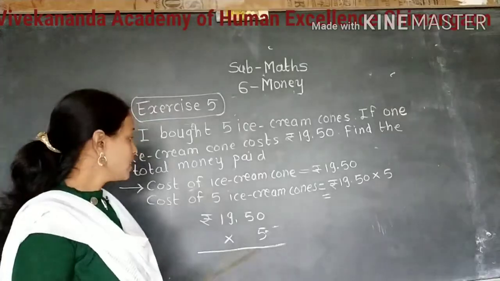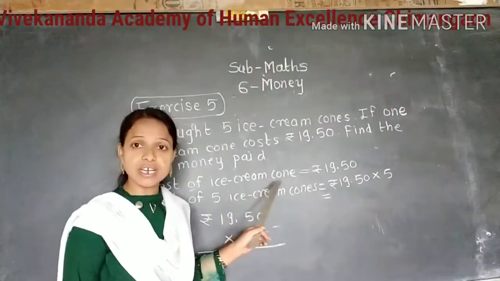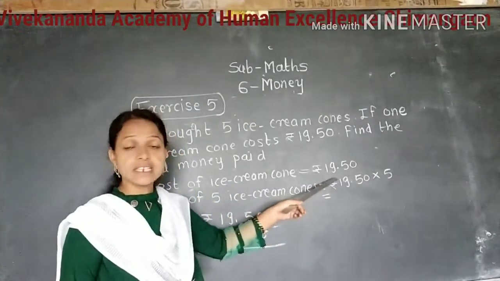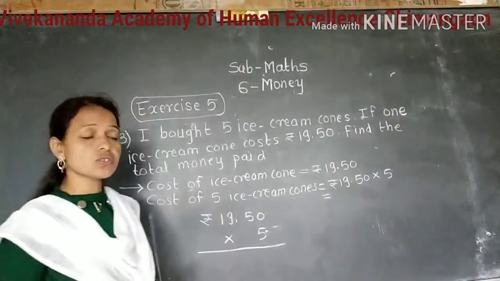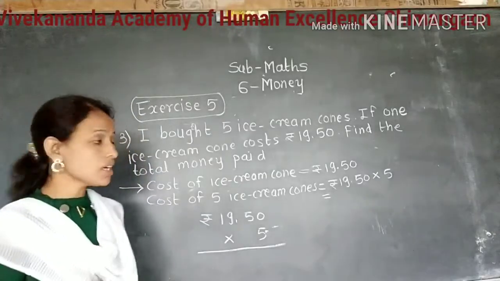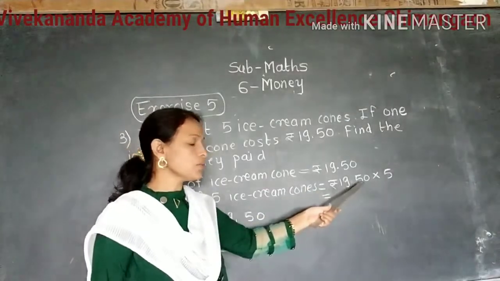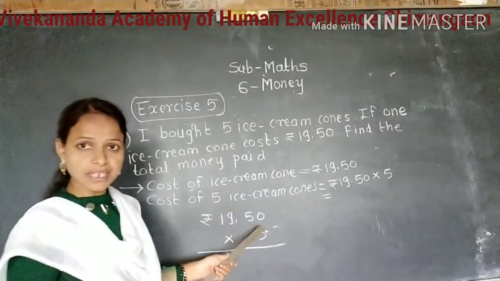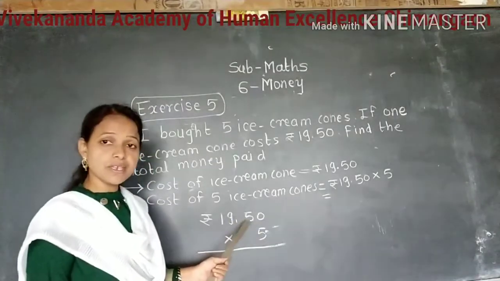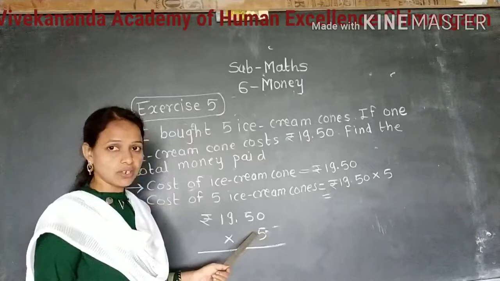Look here student, here the cost of one ice cream cone is given. How much is it? 19 rupees 50 paise. And you find out the cost of 5 ice cream cones. So here we have to multiply 19 rupees 50 paise by 5. Okay, so here we will multiply. So here we arrange rupees and paise in a column by putting the dot.